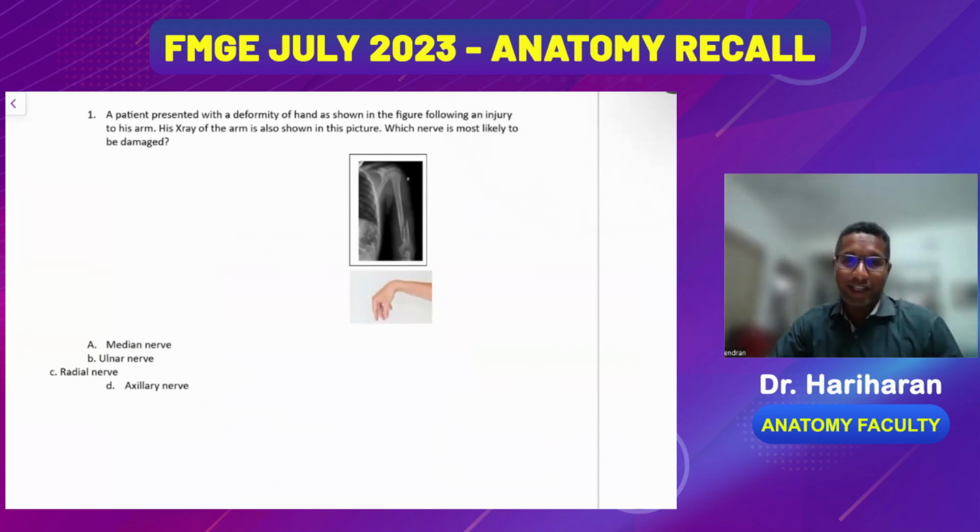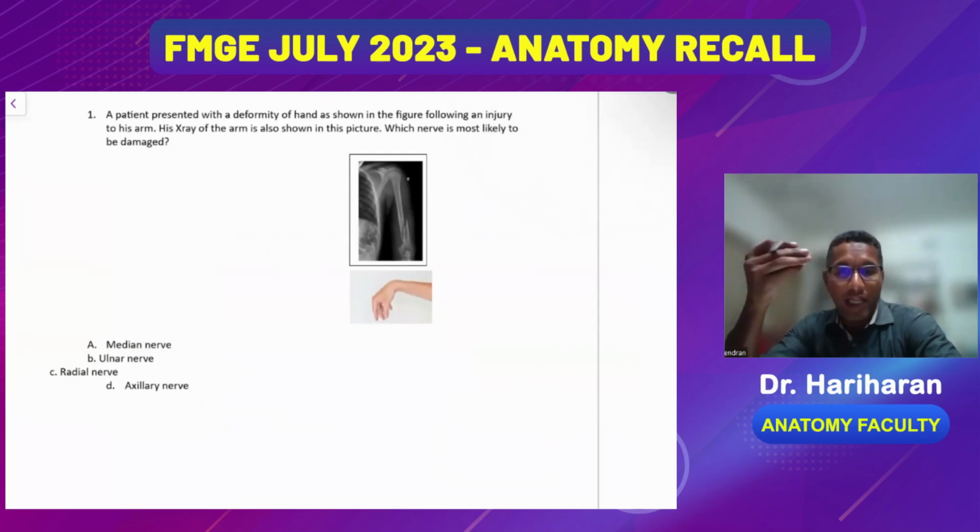Hello guys, good evening. I think today we'll be seeing about the FMG recently conducted July 2023 anatomy session. So this is basically a recall session where we have tried to collect as many questions as possible related to our topics, and we'll be discussing that today.